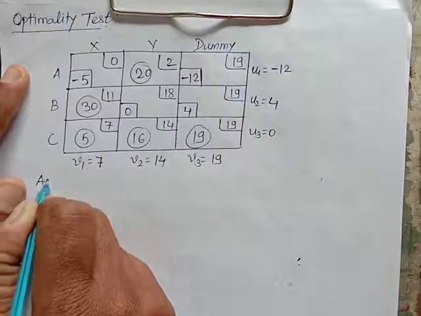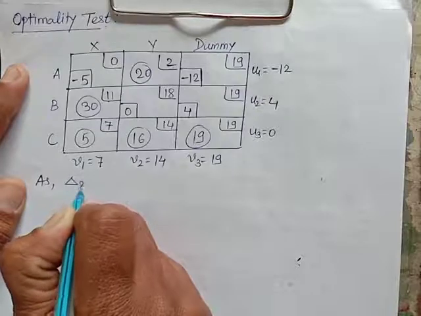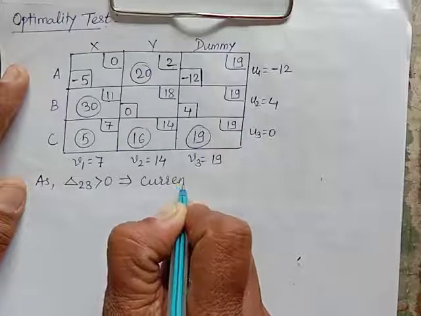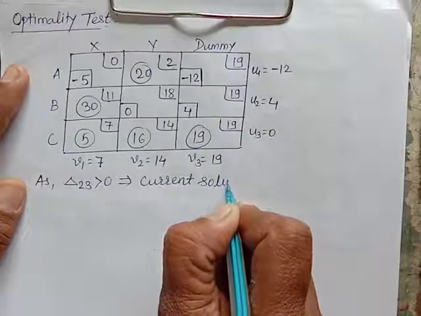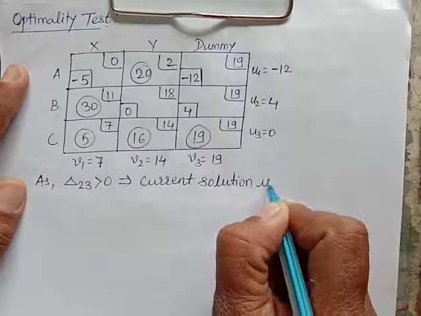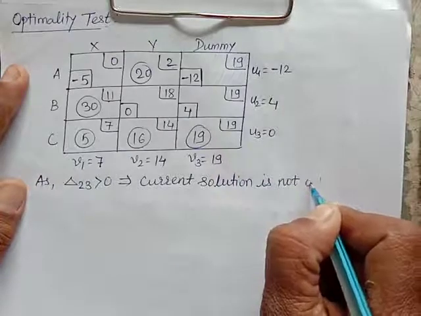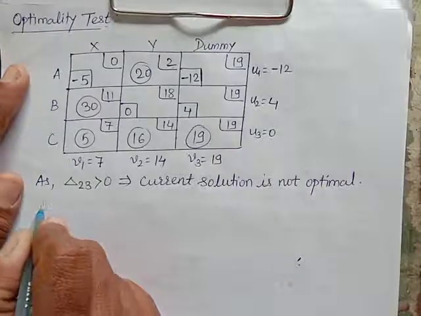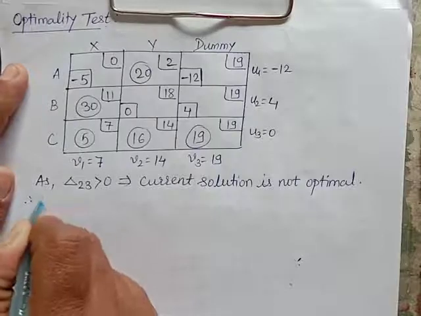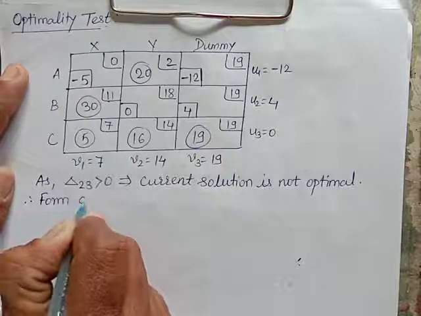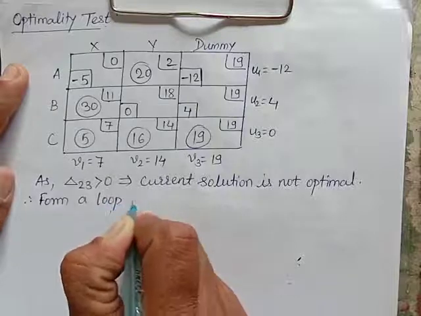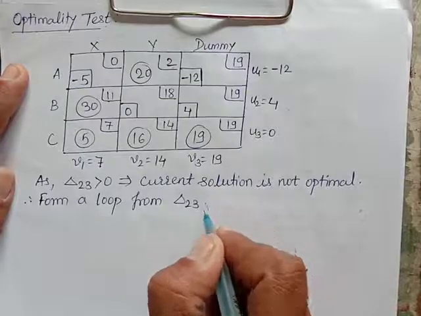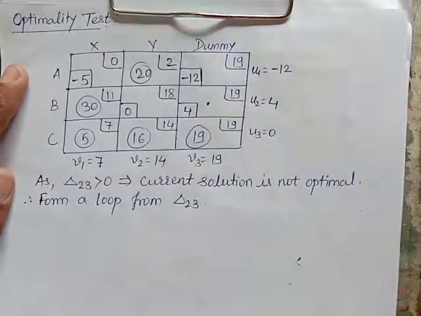So as delta 2,3 greater than 0 implies the current solution is not optimal. Current solution is not optimal. Therefore form a loop from delta 2,3. So let's form a loop from delta 2,3.